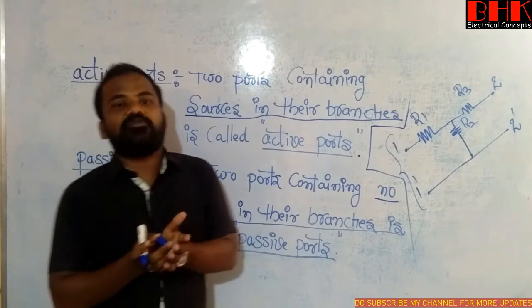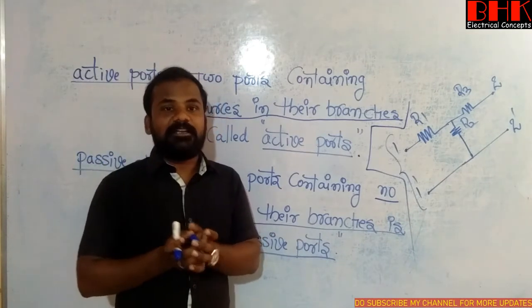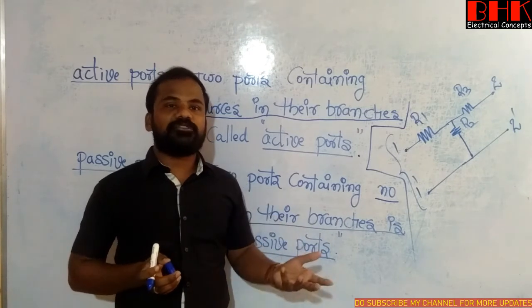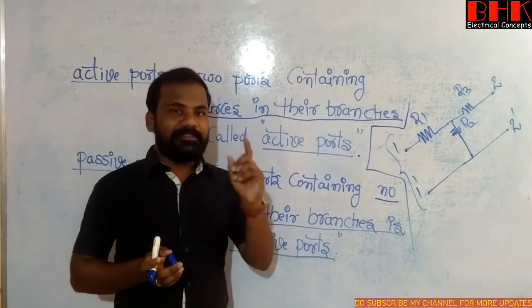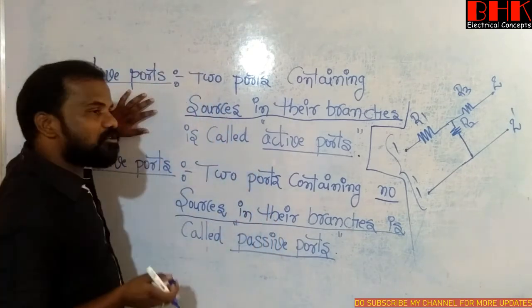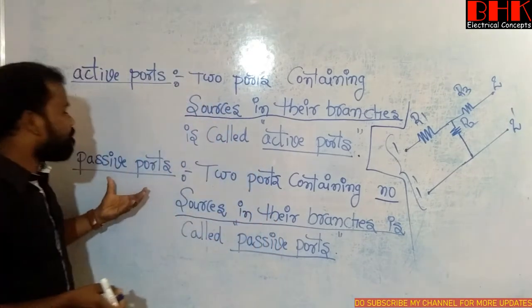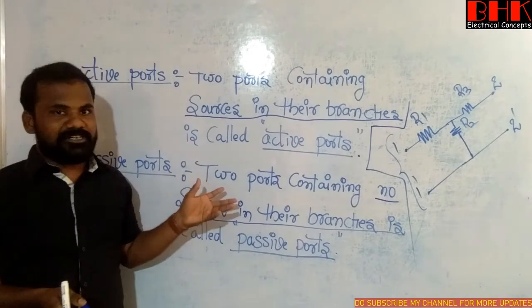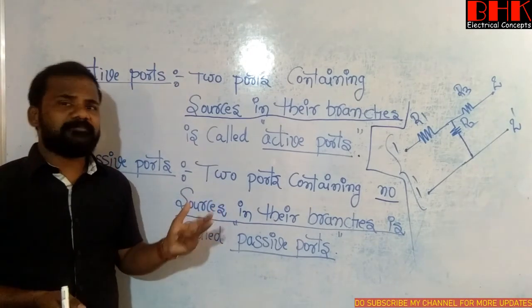For example, if you are going to consider a two port network, and in any branch of that particular network there is any voltage source or current source present, then that type of circuit or network comes under what? Active ports. If not, then it comes under what? Passive ports. Clear? Now this is the small definition of active ports and passive ports.